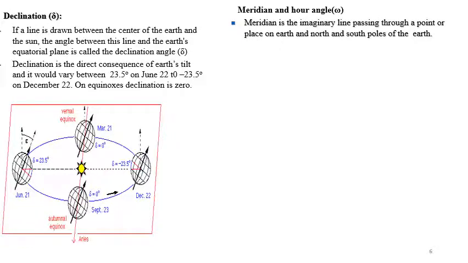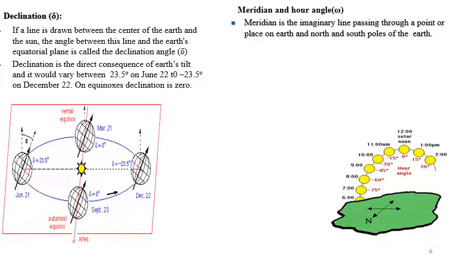Meridian is the imaginary line passing through a point or plane on the earth, and the north and south poles of the earth. The hour angle is the angle through which the earth must turn to bring the meridian of a point directly in line with the sun rays. The hour angle is equivalent to 15 degrees per hour.